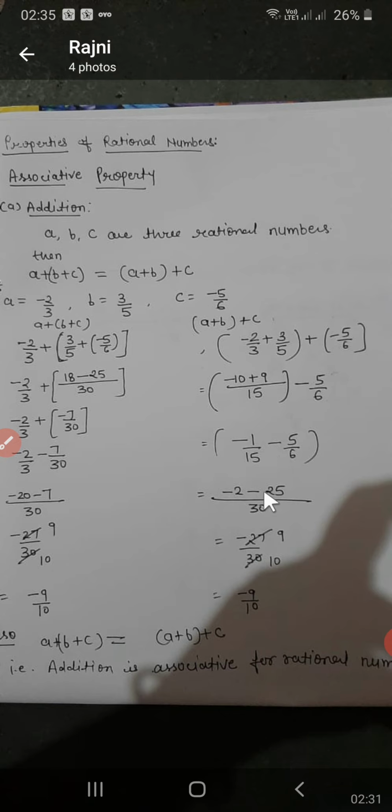Here minus sign. 6 fives are 30, so 5 fives are, you have to keep here 25. Minus minus plus 25 and 2, 27. For the bigger digit, here will be the negative sign. 27 by 30. Again simplify, you will get minus 9 by 10. For left hand side and right hand side both you got the same answer, minus 9 by 10. So we can say addition is associative for rational numbers.